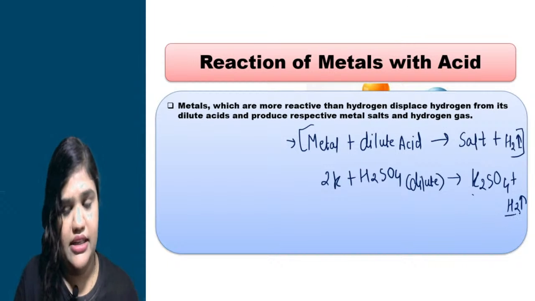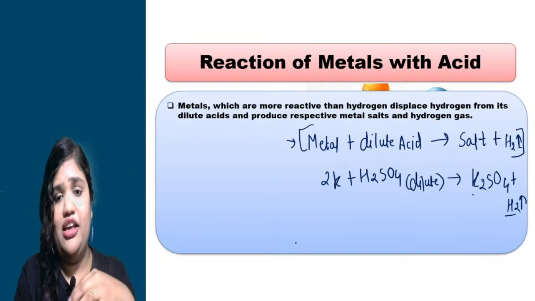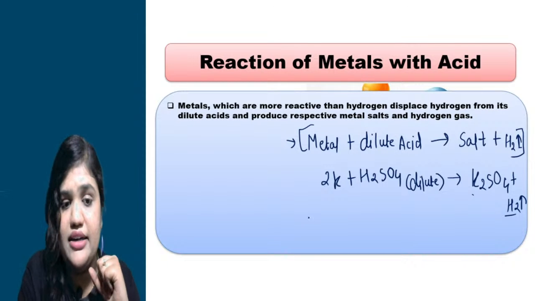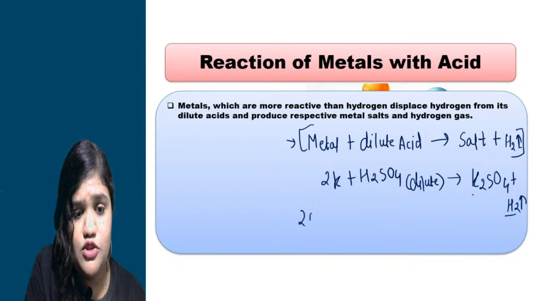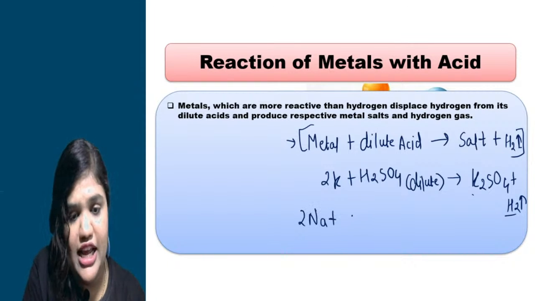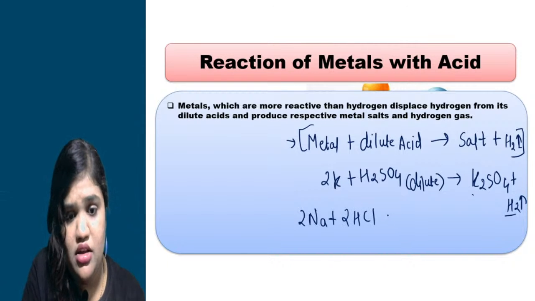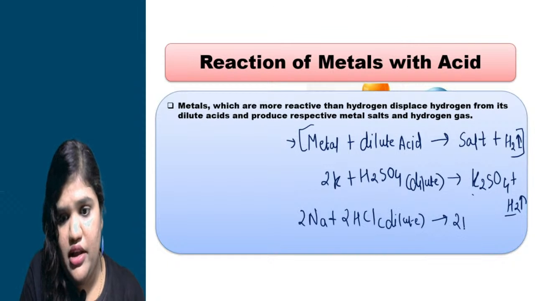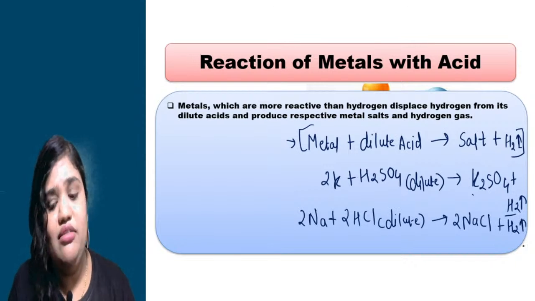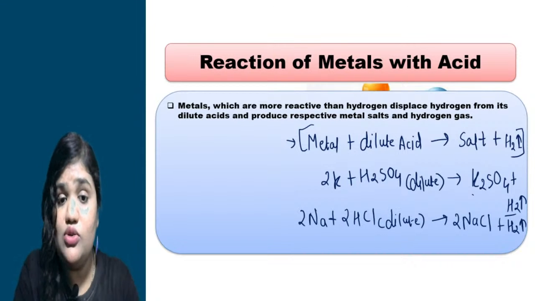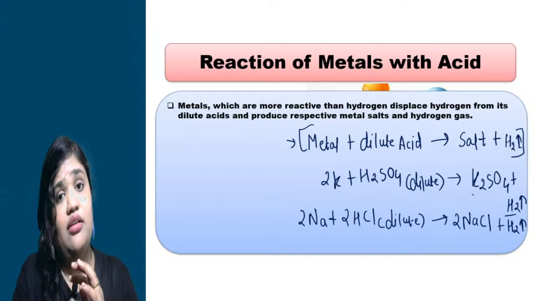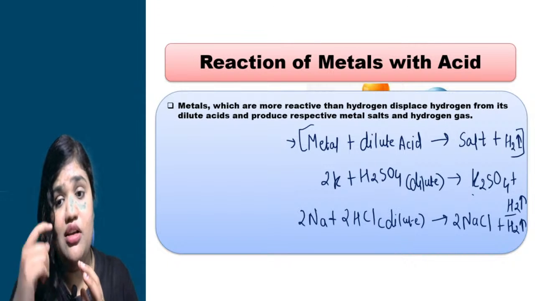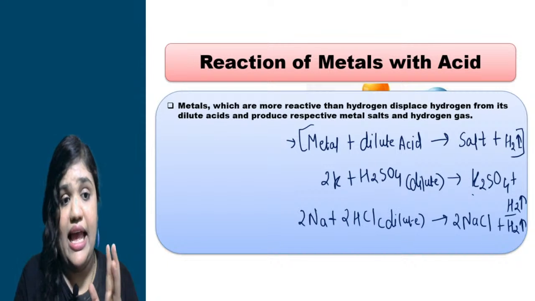Is it easy? Yes, definitely easy. Let me give you one simple example for your understanding. What will happen if sodium metal reacts with dilute hydrochloric acid, HCl? Since it is dilute, there is a formation of NaCl, along with hydrogen gas. Is it easy? Yes, again you have to focus on that equation. When metal plus dilute acid, you will get salt, along with hydrogen gas.